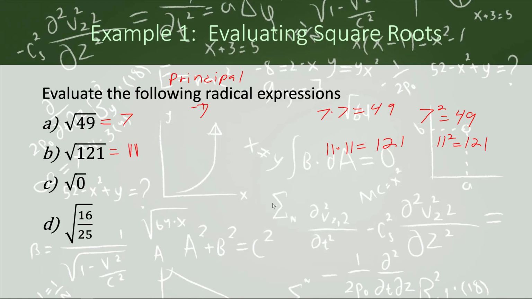Okay, what about 0? Well, 0 times 0 is equal to, you guessed it, 0. Therefore, 0 squared is equal to 0, and the square root of 0 is, you guessed it, equal to 0. 0 is the only real number that has exactly one square root. And why is that? Because 0 is not a positive number.